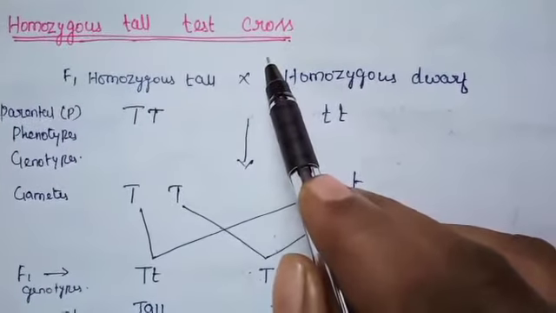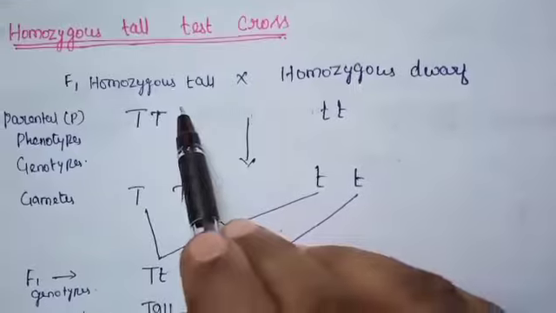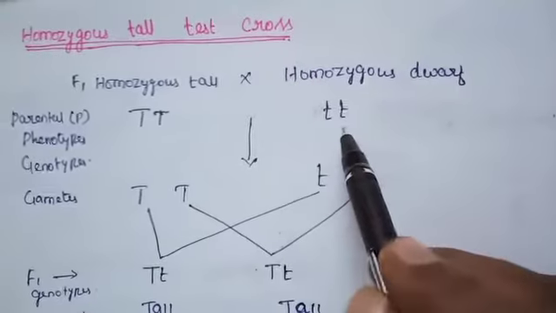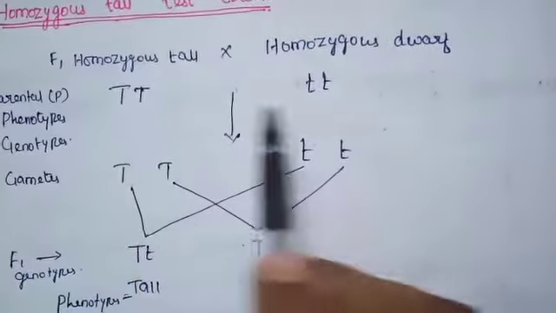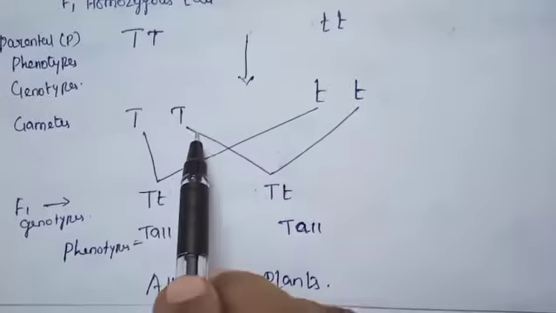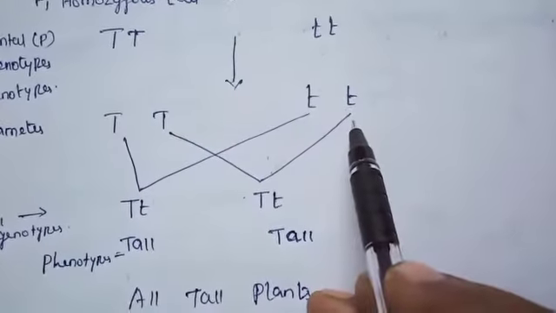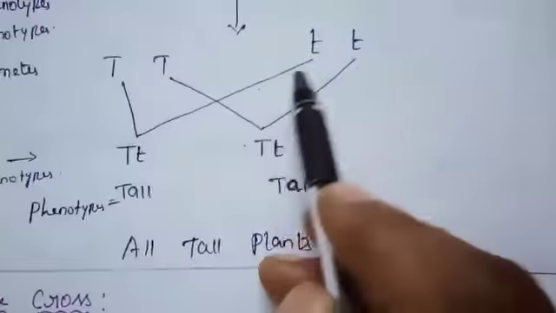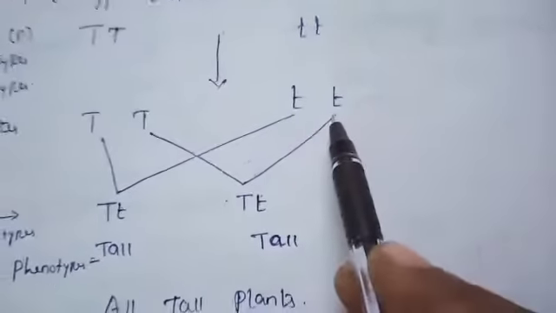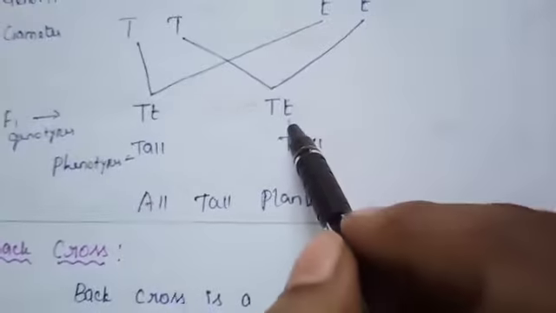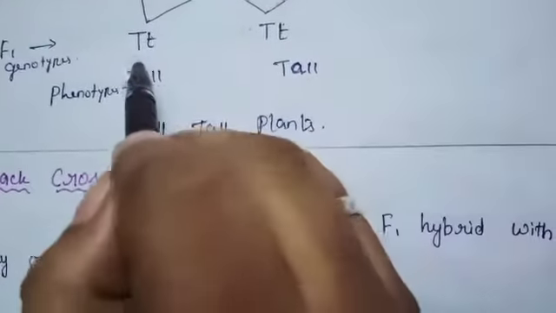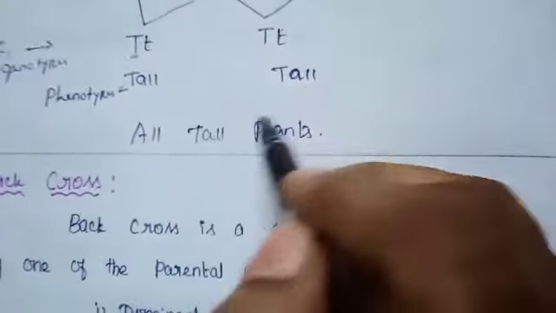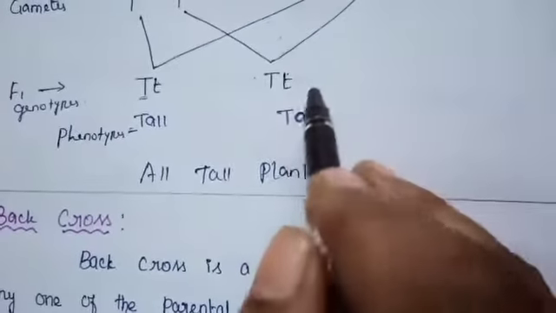This is a homozygous tall test cross. F1: homozygous tall, pure tall plant, capital T, crossed with homozygous dwarf, pure dwarf plant, small t. This is the phenotype of the parents. From here, gamete separation gives capital T, small t. In the F1 genotype, capital T combines with small t, so capital T small t is a tall plant, because one dominant character is present. So in the homozygous tall test cross, all the plants are tall in nature.